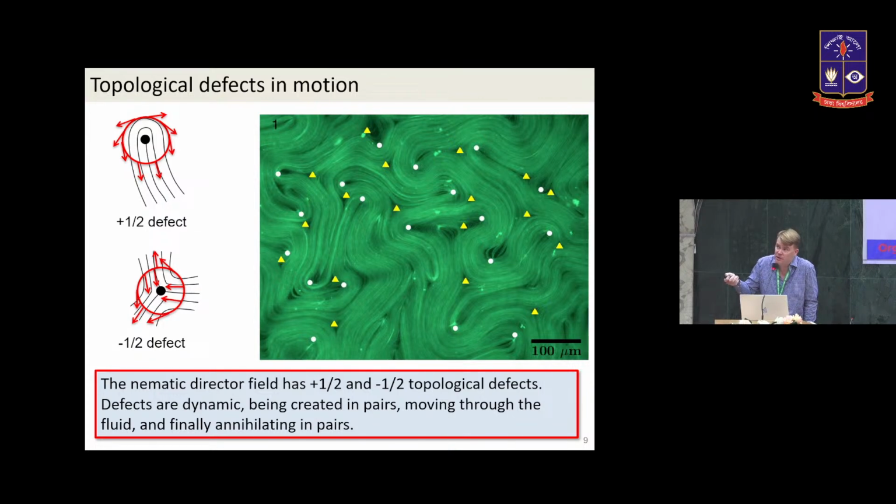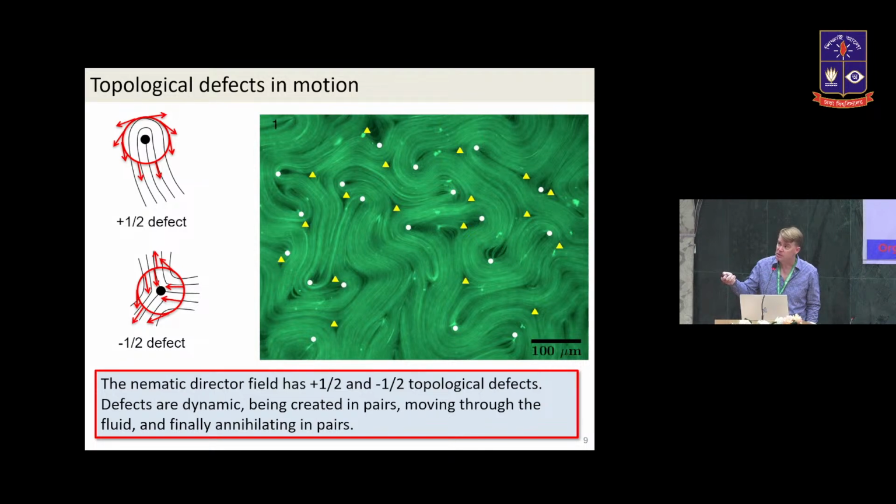So why is it called a +1/2 defect? Well, if I go up here to the top and I point an arrow to the right, and then I follow the director as I move clockwise around this defect, what happens to the vector? The vector also rotates clockwise, and it goes half a turn. So I do one full circuit in the clockwise direction. The vector does half a circuit, also in the clockwise direction. That's why it's called +1/2.